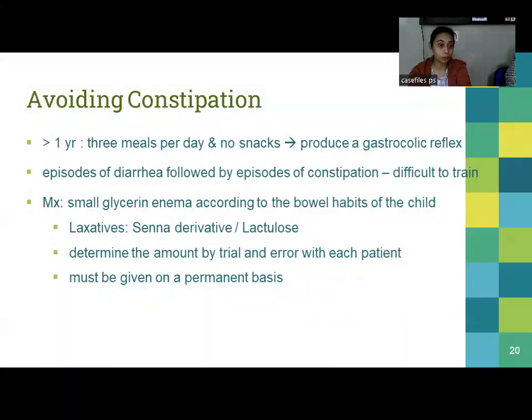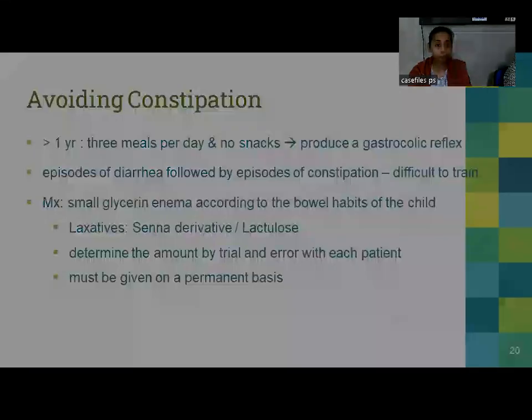Further, to avoid constipation, once the child is more than 1 year, a regimen of 3 meals per day with no intervening snacks can be used, which eventually helps to produce a gastrocolic reflex. In patients who have episodes of diarrhea followed by episodes of constipation, toilet training is difficult. This can be managed by a small enema according to the bowel habits of the child. Laxatives of senna derivative or lactulose can be used. The amount of laxatives required has to be decided by trial and error with each patient. Once laxatives are started, they are usually required on a permanent basis.